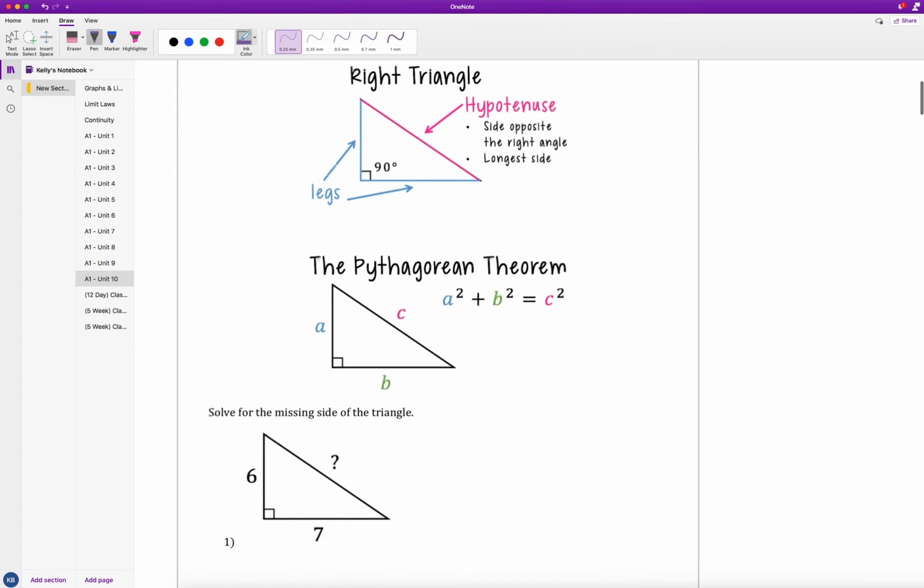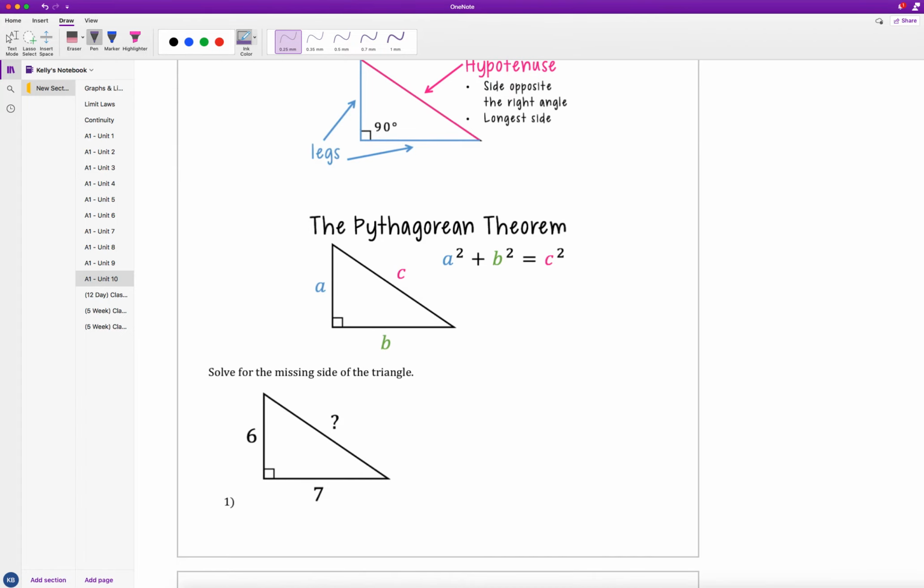Let's go through some examples. In all these examples, it says solve for the missing side of the triangle. And in this first example, we have a right triangle shown. We can tell that we have a 90-degree angle here. The 90-degree angle is denoted with this little square in the corner. And we have a vertical side with length 6, a horizontal side with length 7, and a question mark across this diagonal side. Which one of these is the hypotenuse?